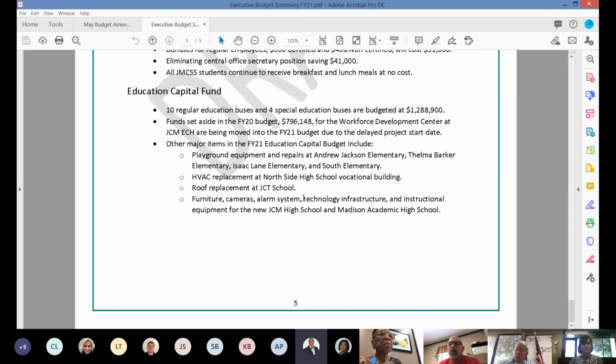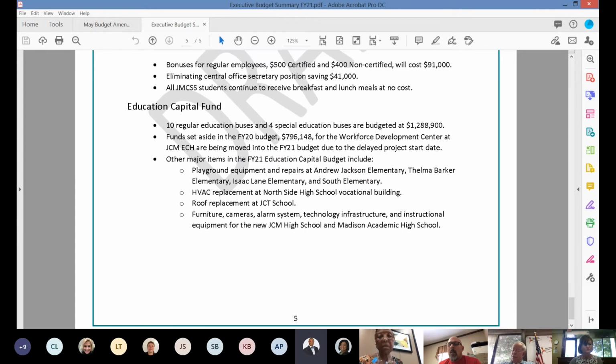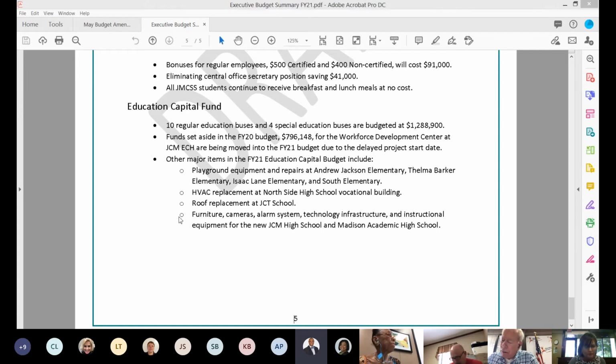Ray, on these other items up here, have you got a rough budget for those? The HVAC and the roof and the playground? Yeah, we do have that, Alan has that. Like the roof replacement at JCT, I think, is under $400,000. We're starting to catch those earlier, so we're not in the situation we were a few years ago.